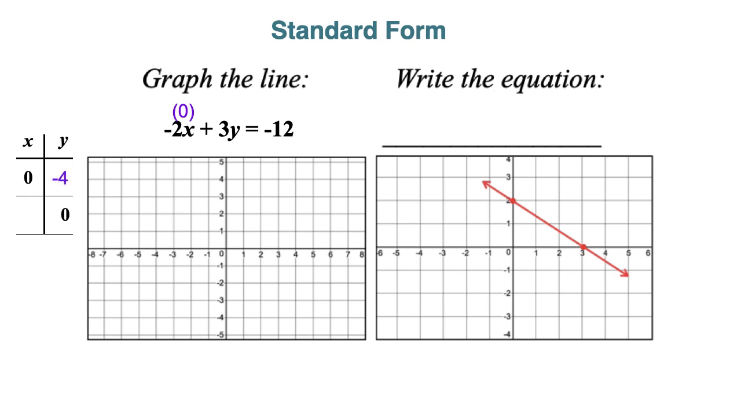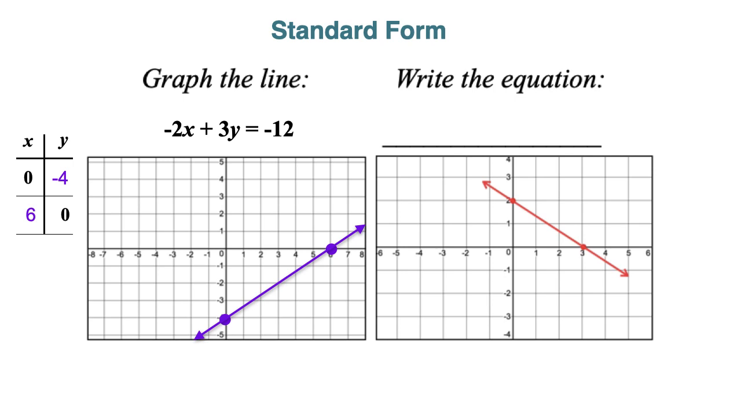That would be -4. Now I want to find my x-intercept. Let's set y equal to 0. My equation becomes -2x equals -12. And I think, -2 times what number is -12? That would be 6. Now I graph these two intercepts, (0, -4) and (6, 0), and I connect, and there's my line.